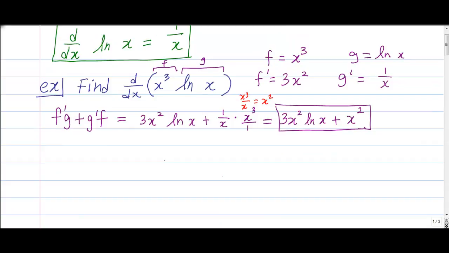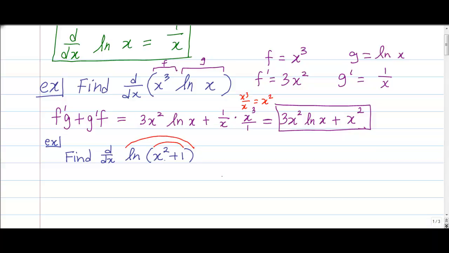Let's do another one. So we need to find the derivative of natural log of x squared plus 1. Okay. So for this one, we're not going to use the product rule. We're going to use the chain rule because I have a function inside a function. So you can see that this is my inner function, right? And then this is my outer function.